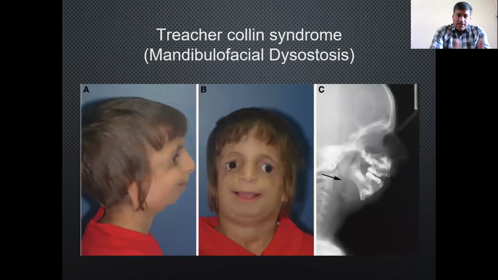Now, this is a typical patient of Treacher-Collins syndrome. And what you can notice here is there is shortening of the mandible or mandibular hypoplasia. There are malformed external ears, antimongoloid slant in the palpebral fissure, and colobomas of the lower eyelid. There is hypoplasia of the zygomatic bone, and there is narrowing of the upper airway secondary to hypoplasia of the mandible. So these are typical clinical features of Treacher-Collins syndrome.